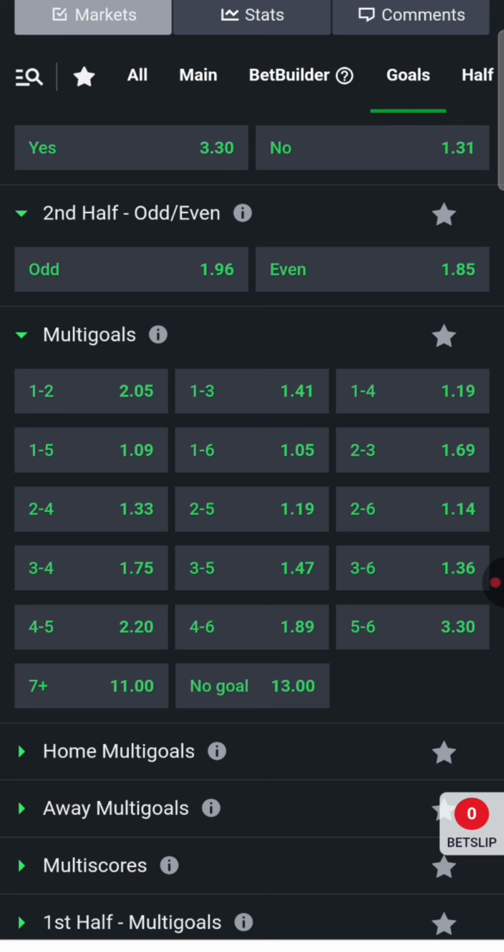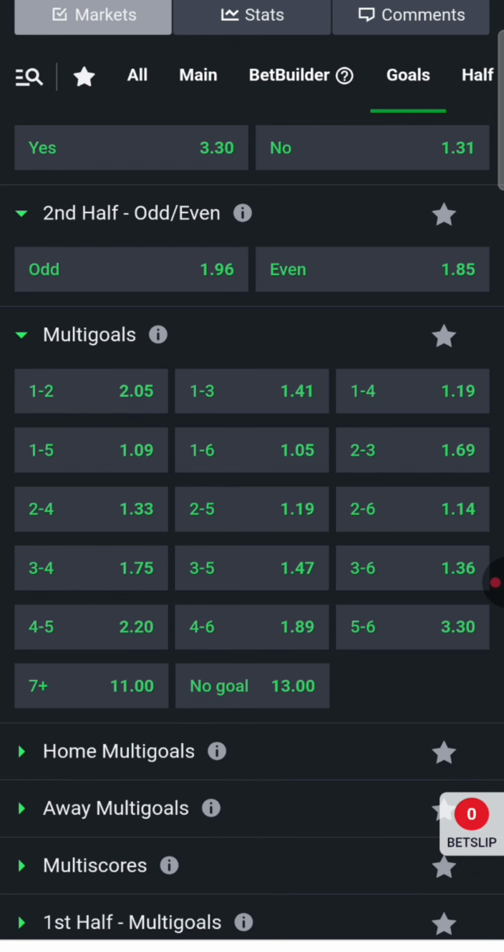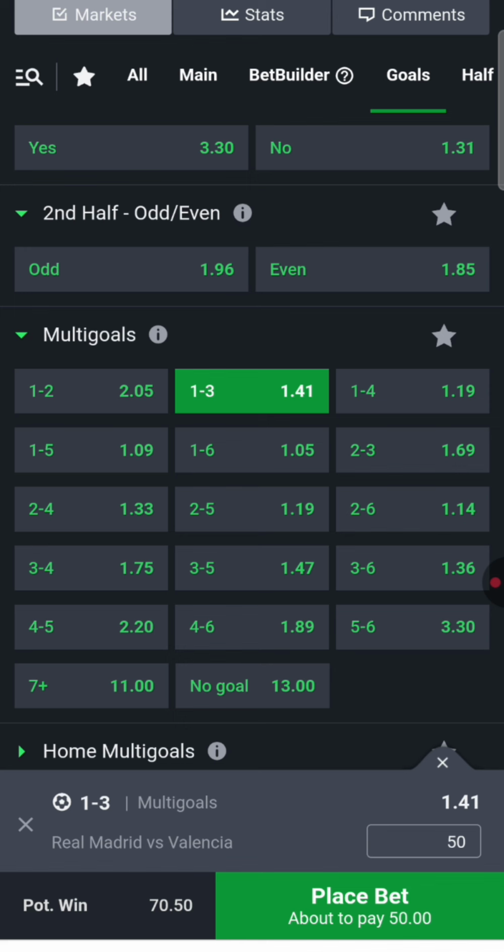Now, for those who don't know what multi goals is, there is the range, from 1 to something. For example, if you tap on 1 to 3 and the match ends up 4-1, you've lost it. If the match ends up 1-1 or 2-1, that's 1 to 3 goals, so the highest is 3 goals. For 1 to 2 goals, the highest should be 2 goals in both corners. If it's 1-1, for example, you've got it. If it's 2-1, you've got it.